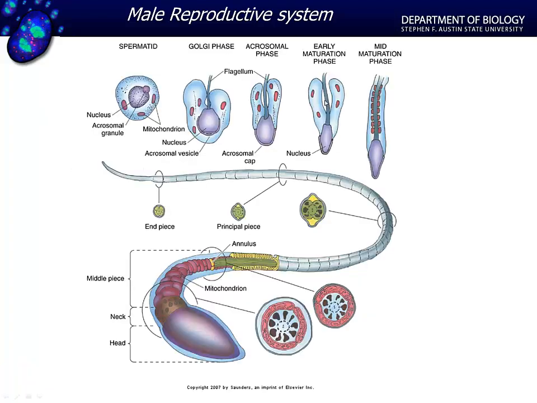Here we can see in this early maturation stage, or here in the acrosomal stage, you can see how the mitochondria have moved from being completely randomly dispersed around the cell. Now we're moving down toward the base of the flagellum where it attaches, and we can see in this later stage, the maturation phase, this is what we're going to organize, this mitochondrial sheath that's present.